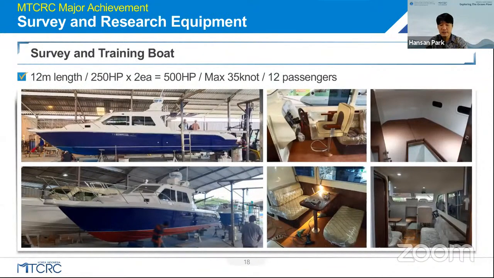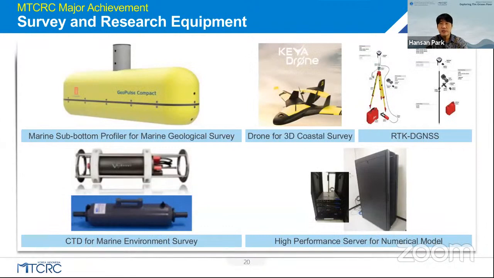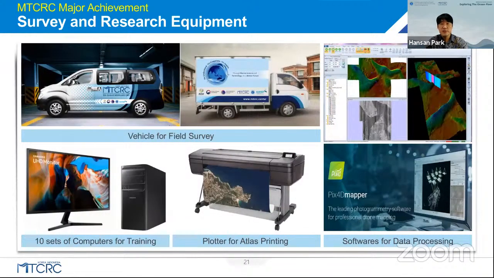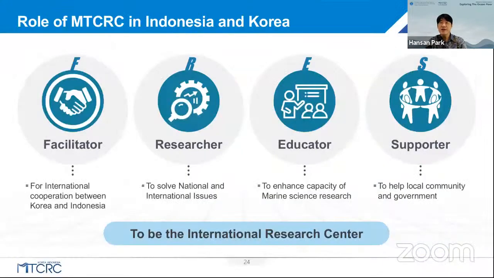We have a research boat, 12-meter length, ARA boat, and multi-beam echo sounder, and SBP and drone and RTK DGNSS and CTD and high performance server, and the tube breaker and computer set, floater and software. And this year, we will also make an ocean chemistry laboratory with nutrient auto-analyzer and heavy metal auto-analyzer and FTIR spectrometer for microplastic, and ADCP and tide gauge and weather station, and hyperspectral radiometer.